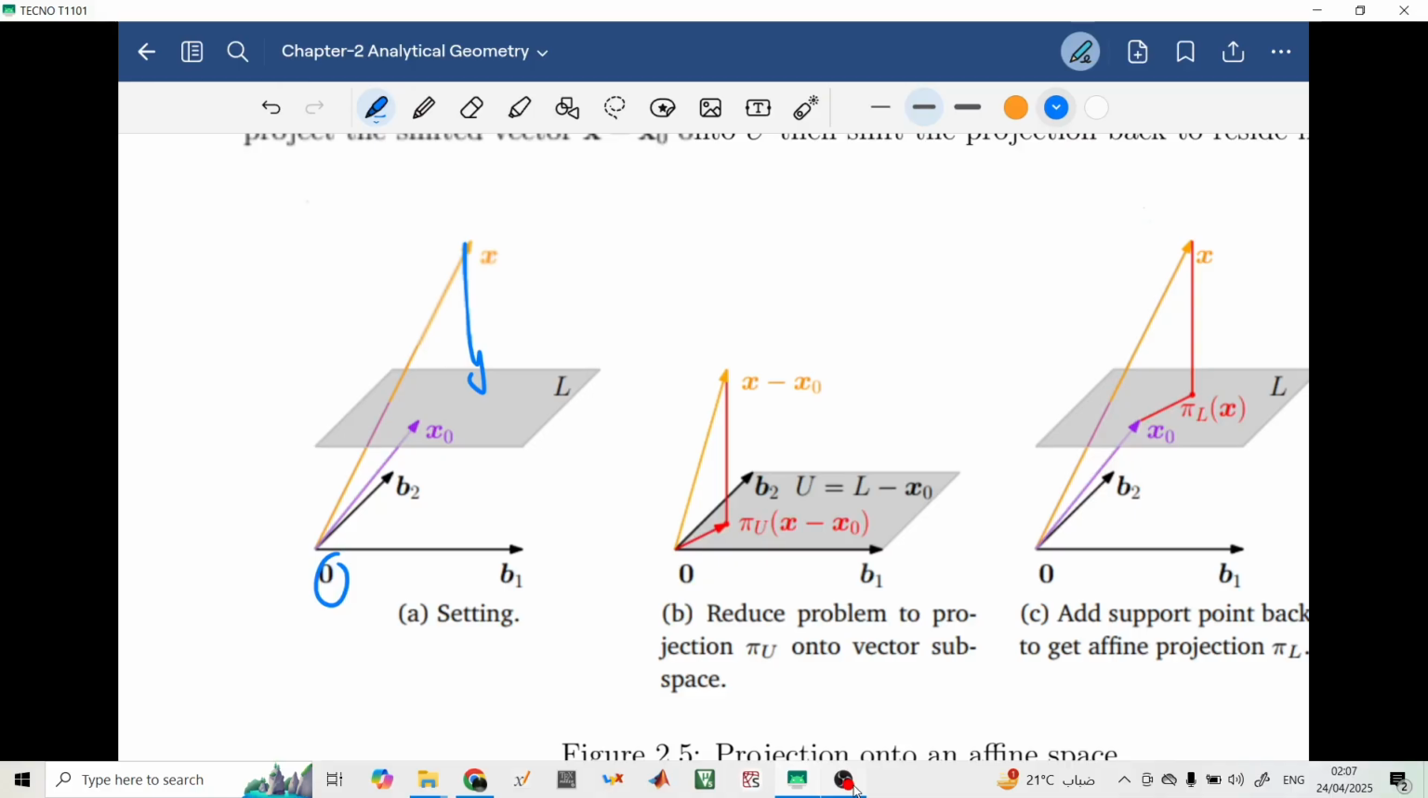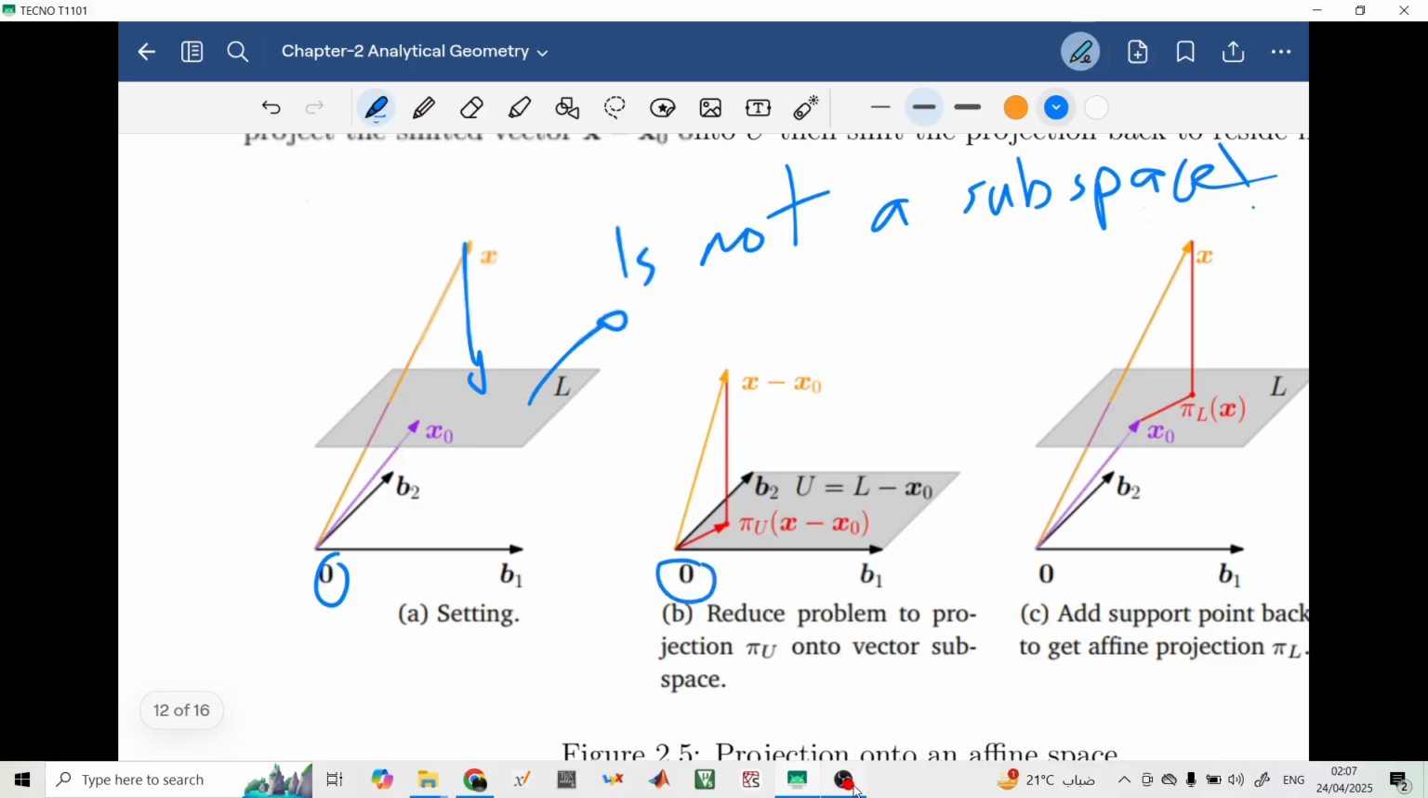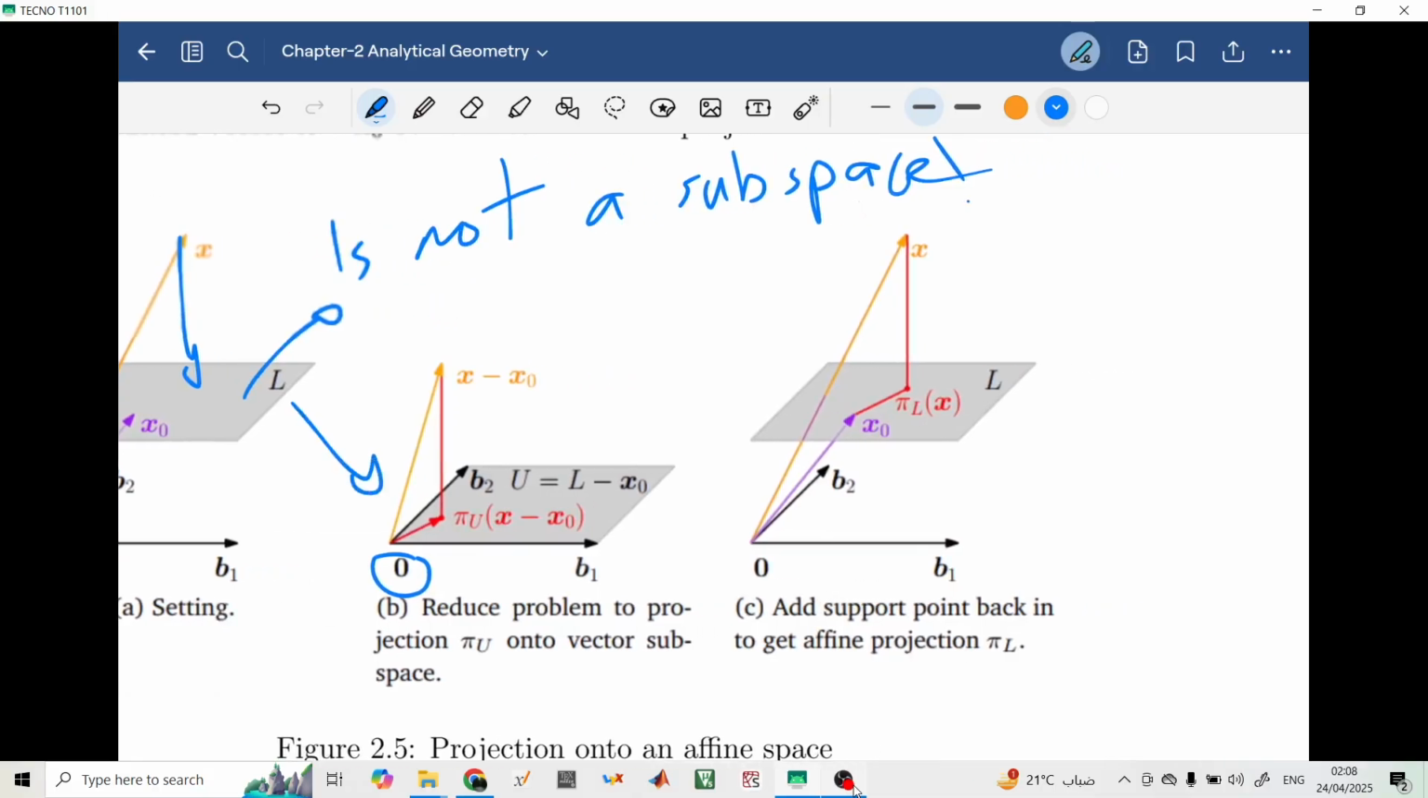So this L is not a subspace. Why? Because it does not contain the all zero vector. So we can do the projection this way. What we do is that we convert L into a subspace by translating it in a manner that contains the all zero vector. We do the projection as we did before, and then we translate it back. Right. Now, after we've found the projection, we translate it back into its original state.